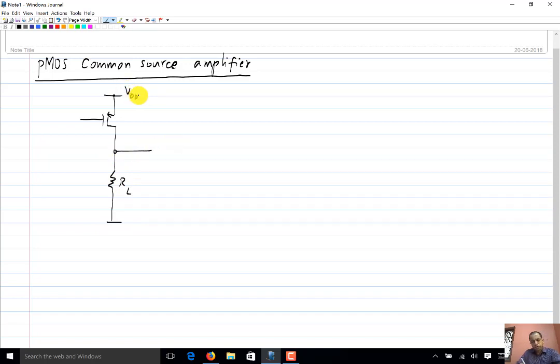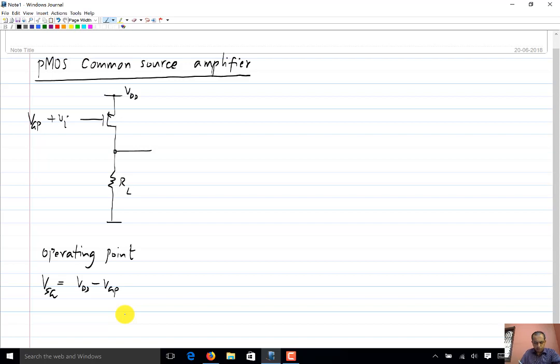I have not shown any of the biasing arrangements to keep things simple. I'll assume that the gate is biased at some voltage VGP and an incremental input Vi is applied to that. So this means that at the bias point, or the operating point, we have the source gate voltage of the PMOS transistor to be VDD minus VGP.